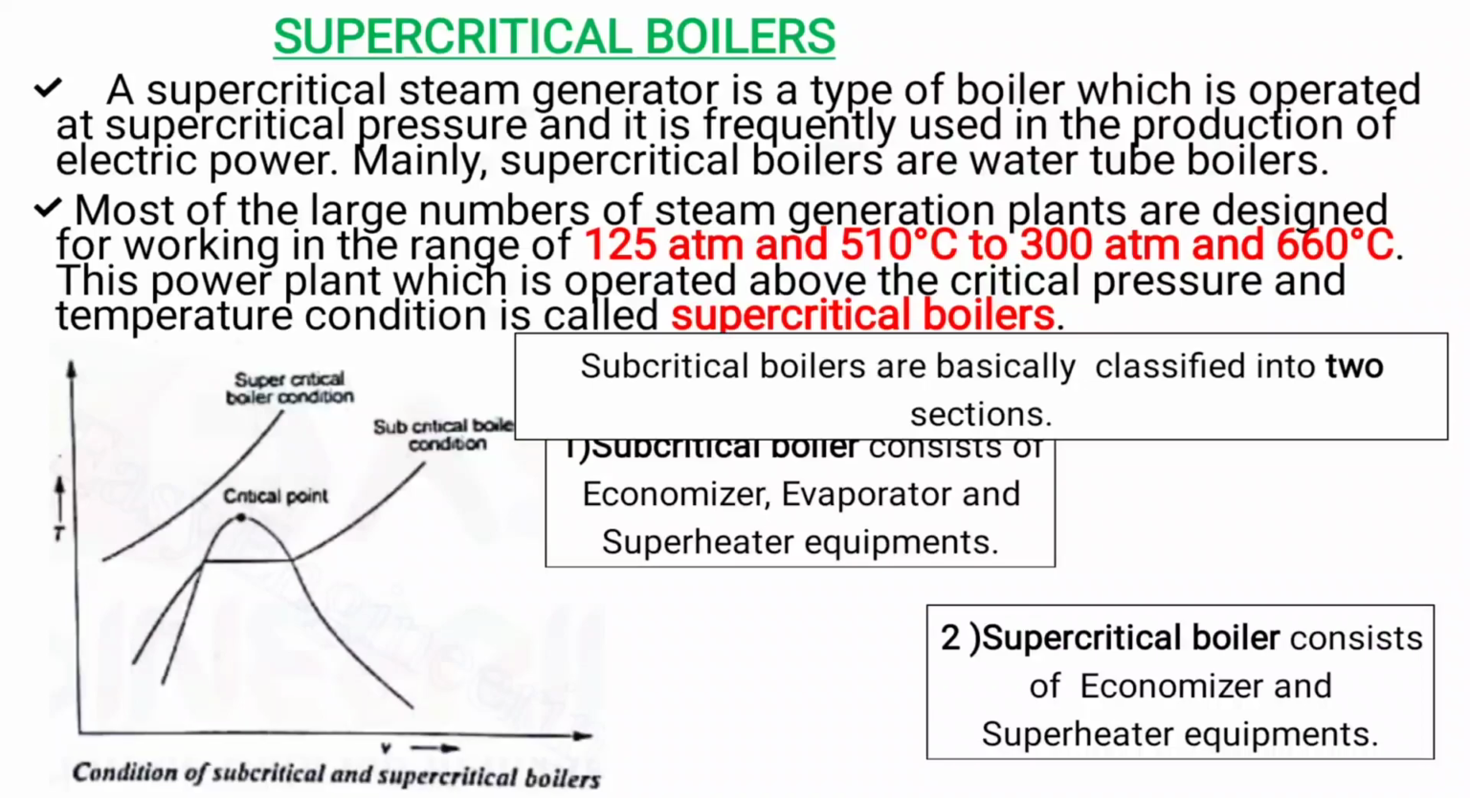Subcritical boilers consist of economizer, evaporator and superheater equipments. A supercritical boiler consists of only the economizer and superheater equipments. Nowadays, supercritical boiler units above 300 megawatt capacity are available.